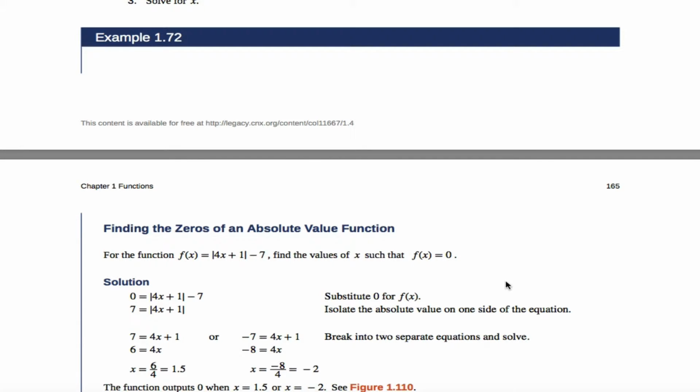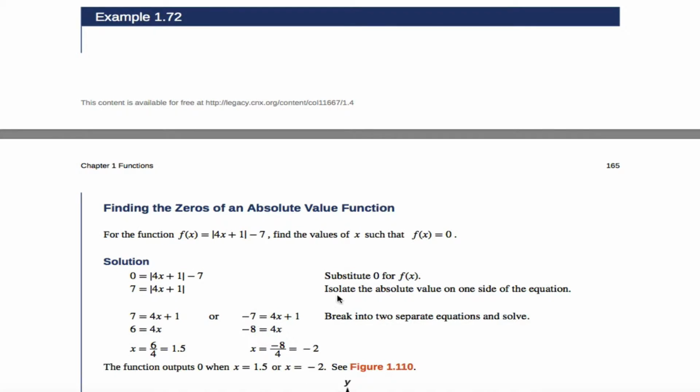Example 1.72. I know that there's solutions for all these examples, but I want to talk through it because I think this is a pretty in-depth example. Maybe it'll help to have another medium of having the answer explained to you. So I have this function, f of x equals the absolute value of 4x plus 1 minus 7.